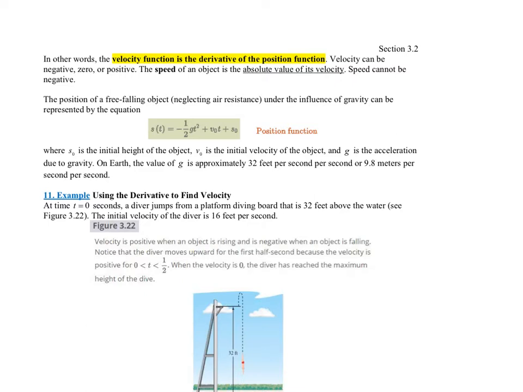Okay, it says the position of a free-falling object neglecting air resistance under the influence of gravity can be represented by the equation S of t equals 1/2 g t squared plus v naught t plus s0. That's your position function. It says with s0 is the initial height of the object, v0 is the initial velocity of the object, and g is the acceleration due to gravity. On Earth, the value of g is approximately 32 feet per second, or 9.8 meters per second. Okay? Whew! What the heck did they just say?